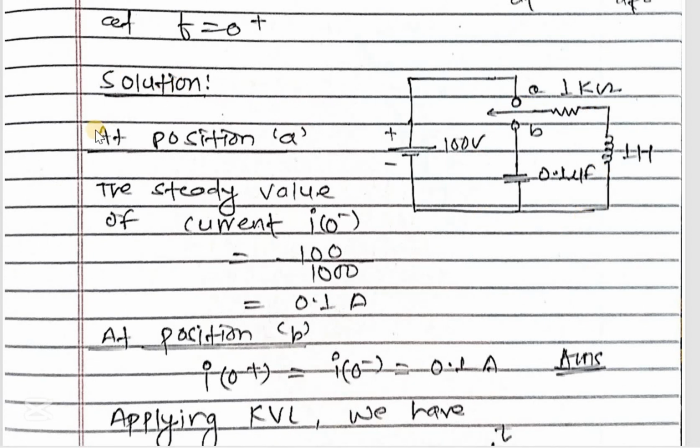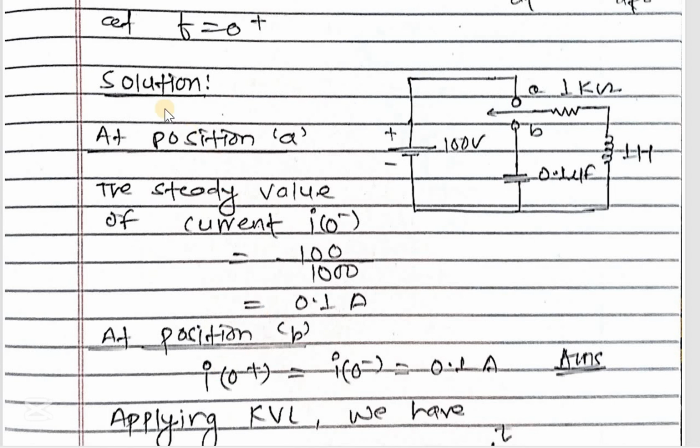Solution: at position A, the steady value of current I0 minus equals 100 upon 1000. This is 1 kilo ohm, so 1000 ohm, V upon R. Simplifying this, we can get 0.1 ampere. At position B, I0 plus equals I0 minus equals 0.1.